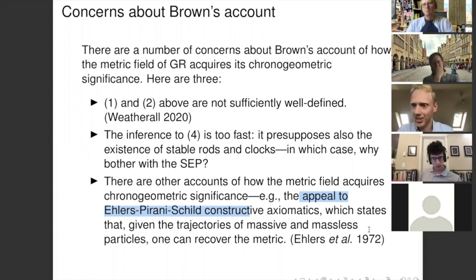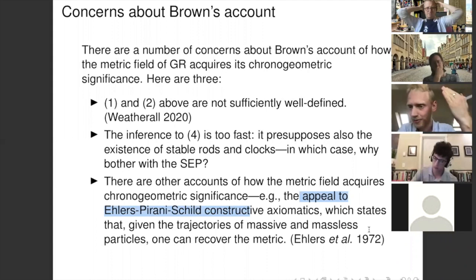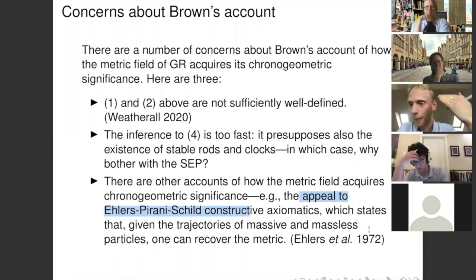So for example, one thing that people say is that it presupposes that we know what the free particles are, but how could I do that without some prior standard of inertial motion given by space-time? And so I can't be properly operationalizing space-time. I have to already know what space-time is to get this off the ground. That would be the kind of concern.